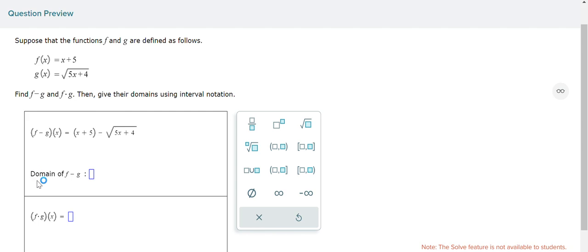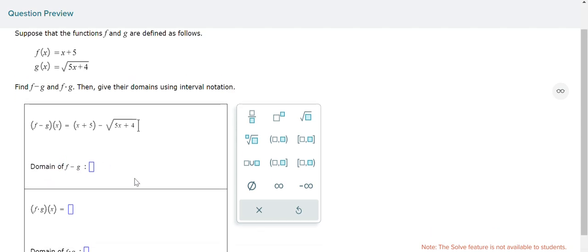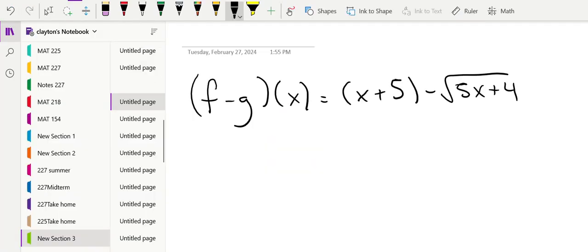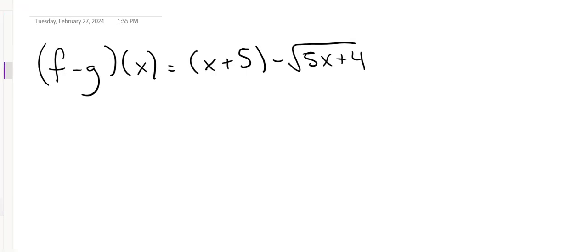The real tricky part here is the domain of f minus g. So we're going to jump over to our whiteboard here and see if I can find it. Give me 1 second. Okay, so I've written down on my whiteboard here. Let's go ahead and do this.